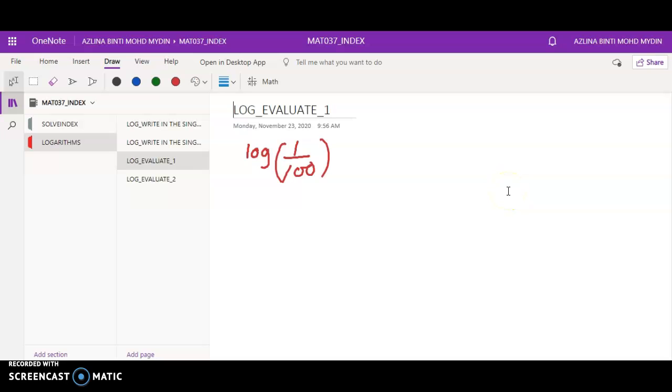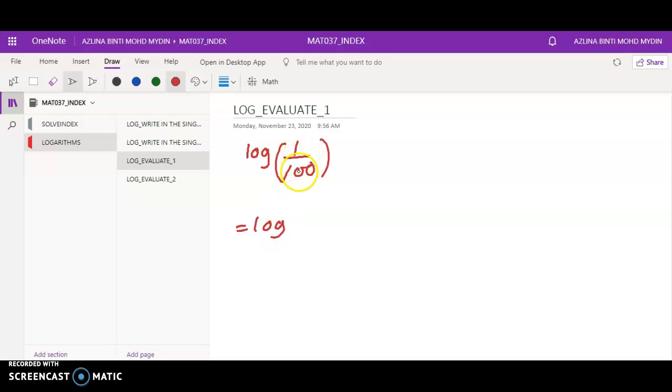Okay, now we are going to evaluate the log given. How to evaluate the log given? I'm going to use the quotient and product rules of logs to solve it.